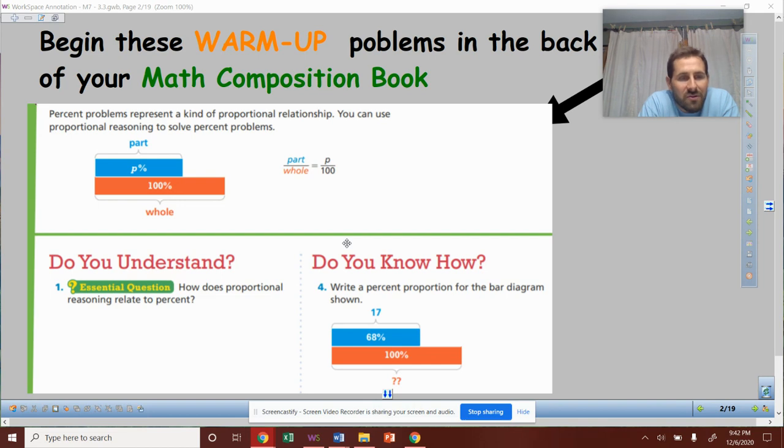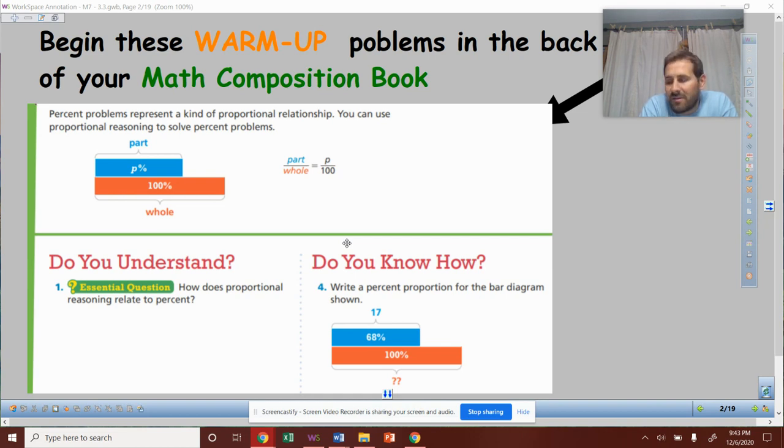So how does proportional reasoning relate to percent? Well, when you have a quantity, for example, when we're mixing paints together and there's 2 parts red to the whole parts being 5 whole parts, well, then you can say, what percentage of it is red? Well, if you calculate that, you got 40% is red.